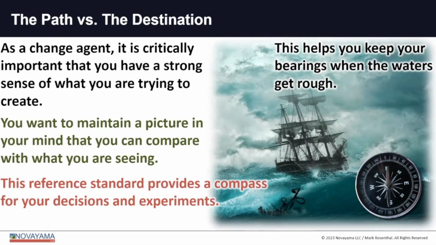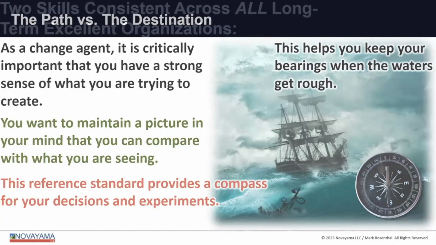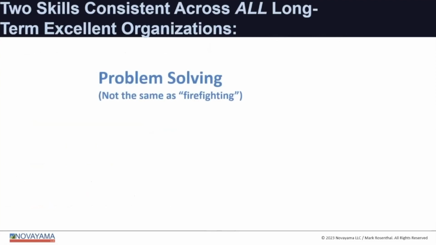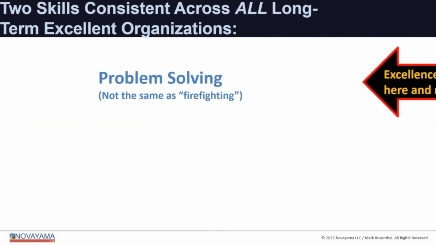So the first thing I want to do is quickly benchmark what that might look like so that you're on the same page I am. And if you have a different page, that's fine. I think I see two skills that are consistent across those organizations that are long-term really, really good. One is they're really good at problem solving, which is not the same as firefighting, but they're really good at methodically identifying problems, identifying obstacles that are in their way of getting where they want to go and solving them.